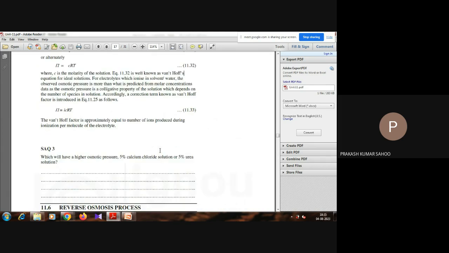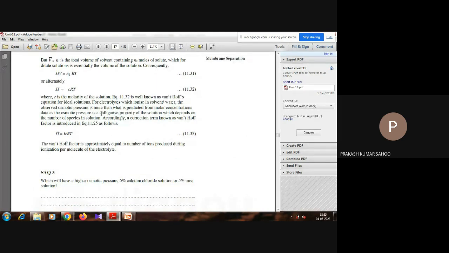Then also one thing you have to remember, that osmotic pressure is a colligative property. That means the colligative properties are the properties which depend on the quantity of substance present, not the quality of substance. That means how much a substance is present, and it doesn't depend upon what substance is present.